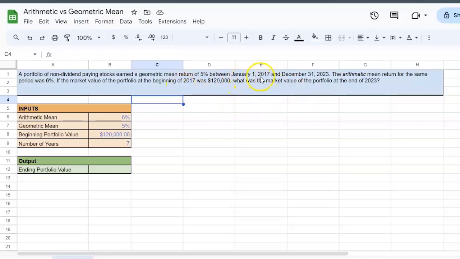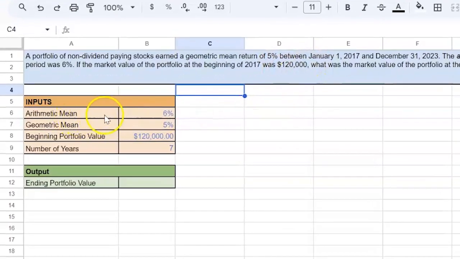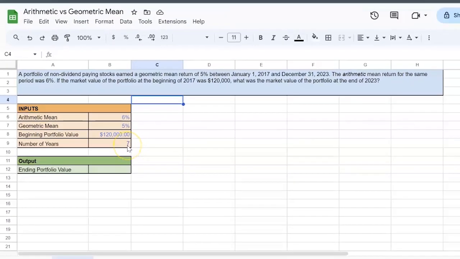Basically, if you start at the beginning of 2017 all the way till the end of 2023, that's a total of 7 years. At the beginning of 2017, you're told that the portfolio was worth $120,000, and you've been tasked to find out how much it was worth after 7 years. And so what I've done is jotted down all that information here: the arithmetic mean, the geometric mean, the beginning value of the portfolio, and the total number of years.